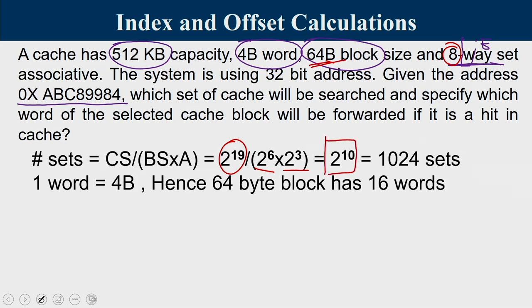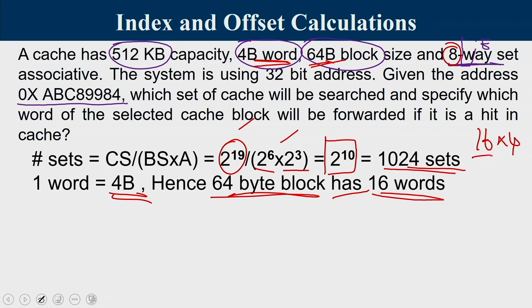You have to understand that both the denominator and numerator should be in bytes, not in words. In this context, the word property is not used, we will use it a bit later. So, 2 power 10 is 1024. This particular cache has 1024 sets. Now, one word is 4 bytes. So, a 64 byte block means I am keeping 16 words there, because 16 into 4, each word being 4 bytes, together make the 64 bytes that I am talking about.